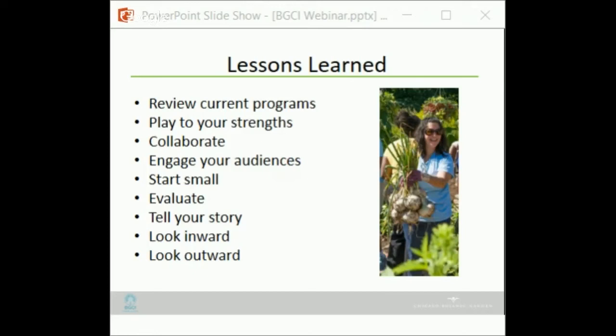And finally, look inward and look outward. Look inward at your own operations, practices, and audience and see how you can be more inclusive. There are always ways to do it, and a lot of them are small changes that you can make. And then look outward. Who is it out there that you're not engaging, and how can you?